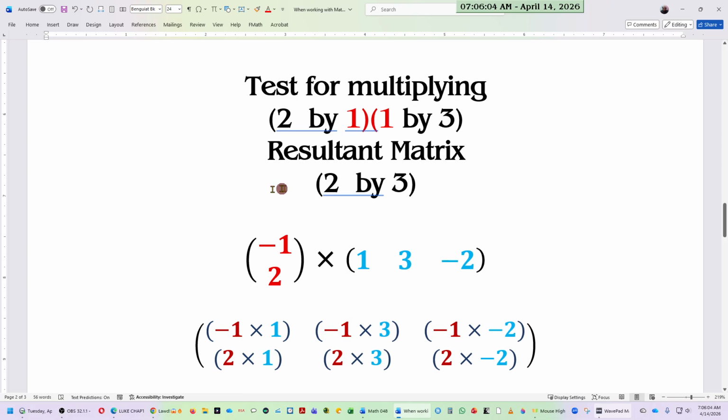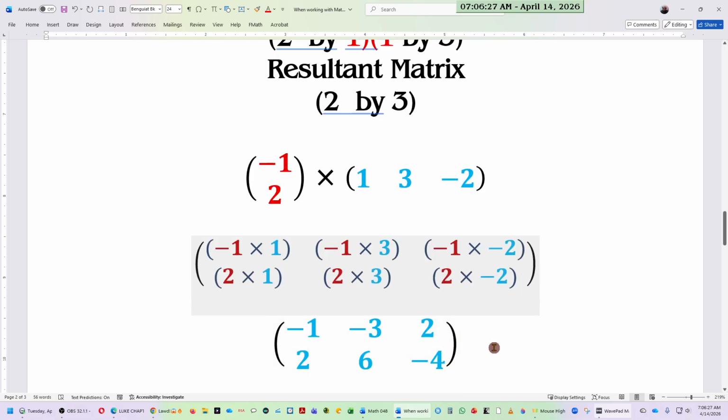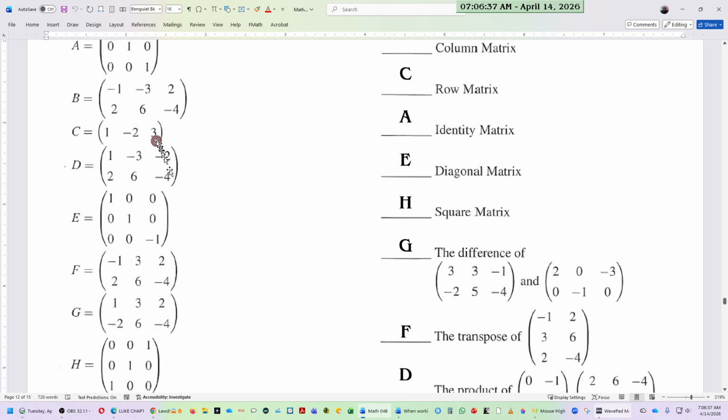And so it's going to be row by column. So the 1, minus 1 will multiply the 1, and then the minus 1 will multiply the 3, and then the minus 1 will multiply the minus 2. And then you get to row 2, and really this is row 2. 2 by 1, 2 by 3, and 2 by minus 2. This one is way more straightforward. It's because it's a smaller matrix. And you're going to get minus 1, minus 3, 2, 2, 6, and minus 4. And that, of course, will match up with matrix B.